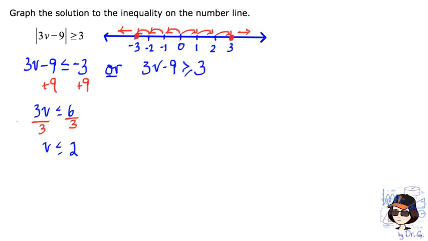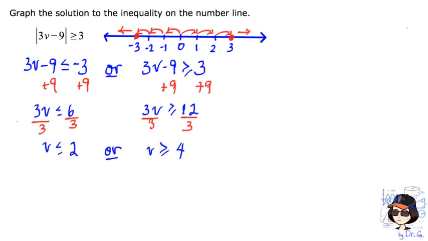The other one, we do the same thing. Add 9 to both sides. We end up with 3v is greater than or equal to 12. Divide by a positive number, positive 3. We don't have to reverse the inequality. And we end up with v is greater than or equal to 4. And it has to be an or, because there's no way a number can be less than or equal to 2 and greater than or equal to 4.